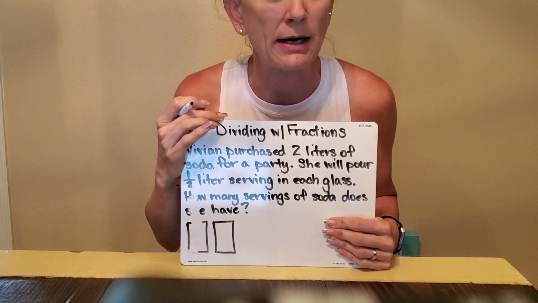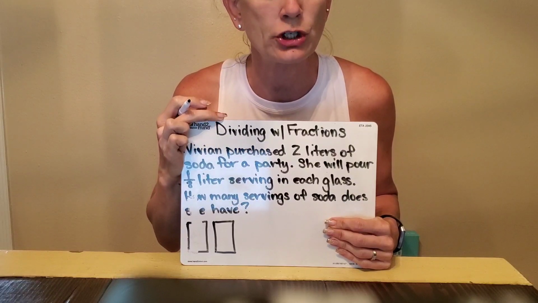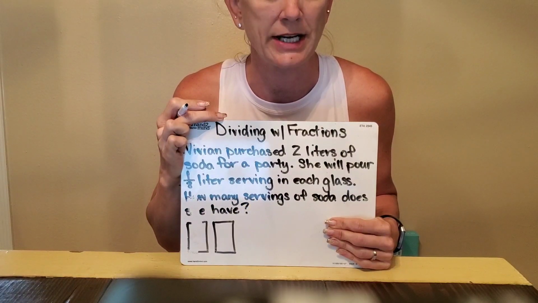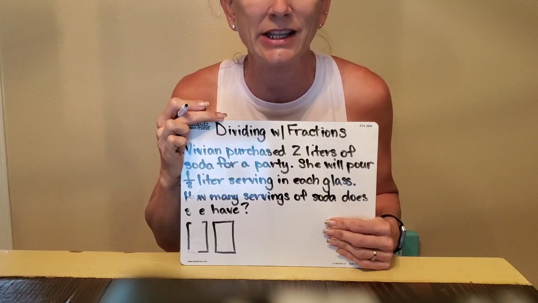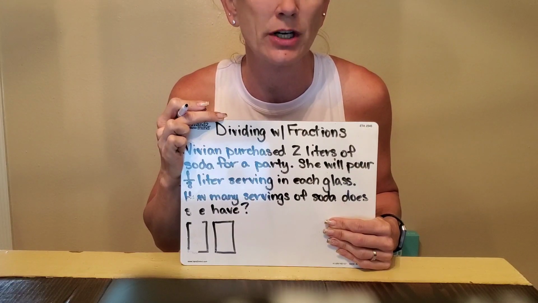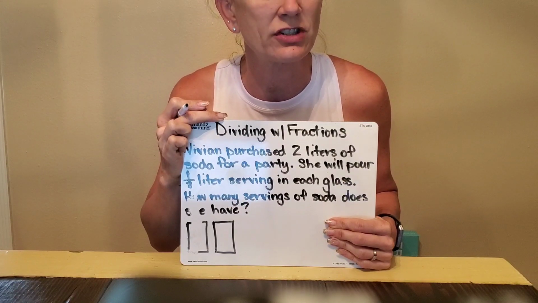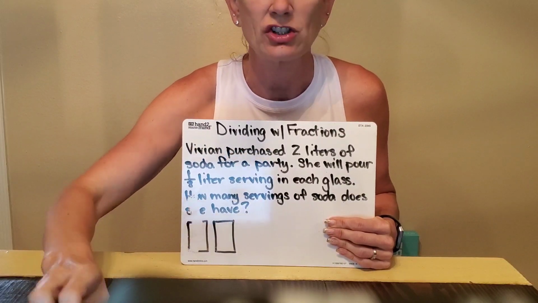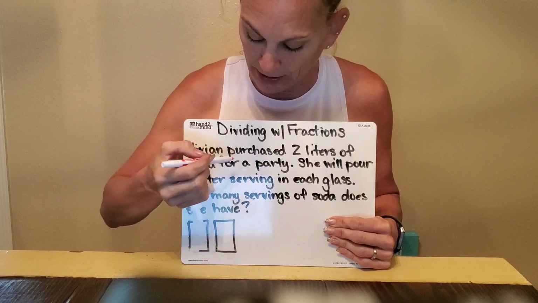So today's word problem is: Vivian purchased 2 liters of soda for a party. She will pour 1/8 liter serving in each glass. How many servings of soda does she have? So let's underline or circle the important things.